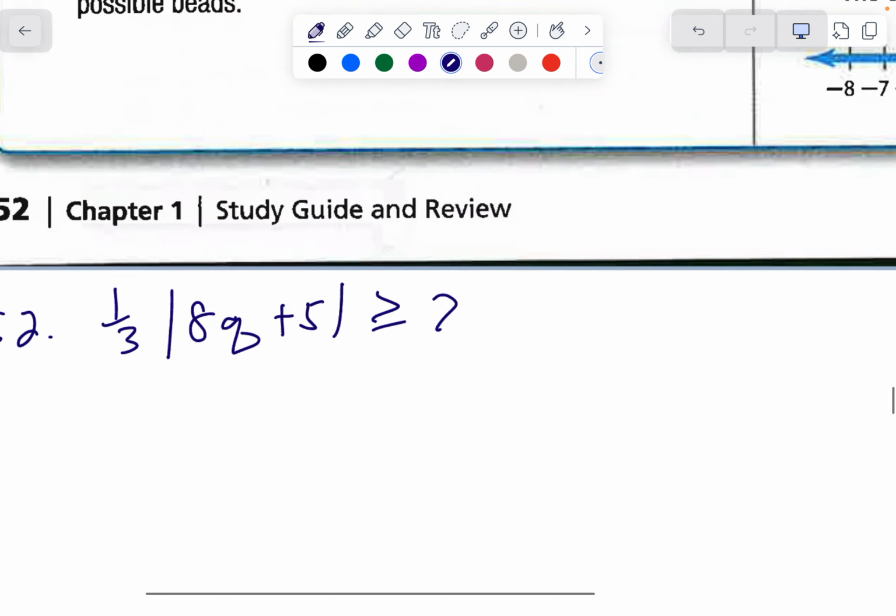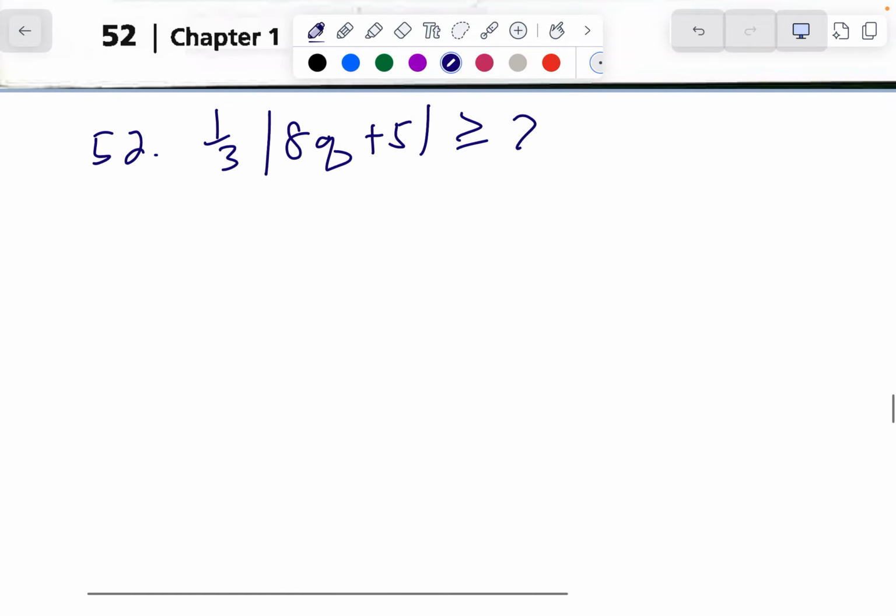An absolute value greater than is not an in-between thing. That's an absolute value less than. It's a rule you have to learn before the chapter test coming up. This is an absolute value greater than. It's going to be an or. We're going to physically show the two cases disconnected, okay?